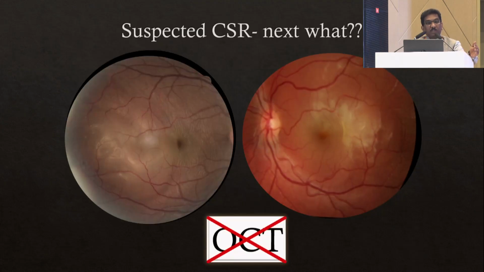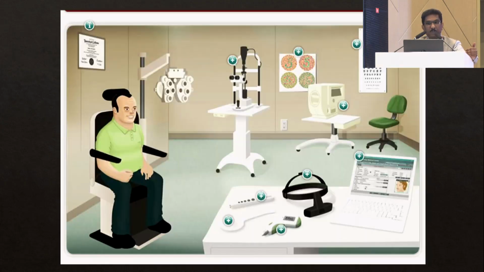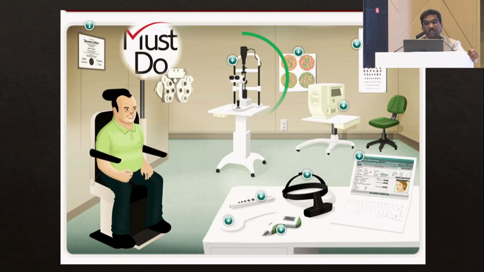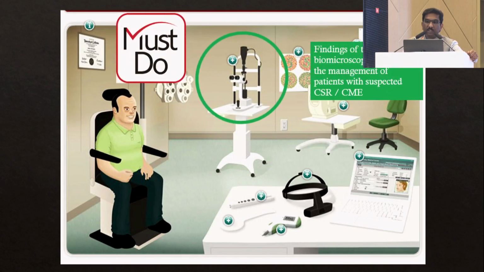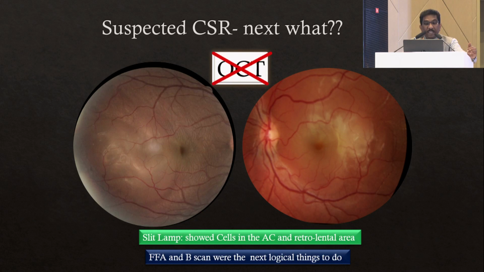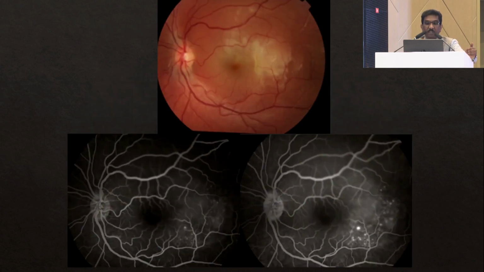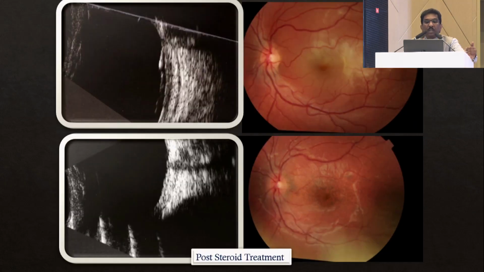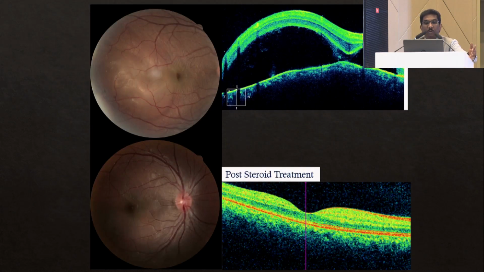Well, OCT was not the next investigation to do in this patient. The most important investigation was to do a good slit lamp examination, because the patient had retrolental cells. So the next logical investigation was FFA and B scan, and this patient turned out to be a case of posterior scleritis, and the T sign was there on B scan. So this patient required a steroid. So this is not a CSR, this is a posterior scleritis.